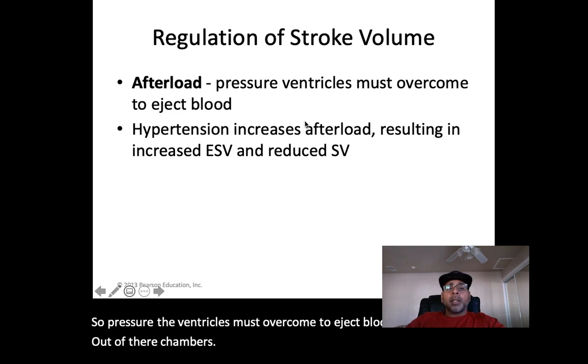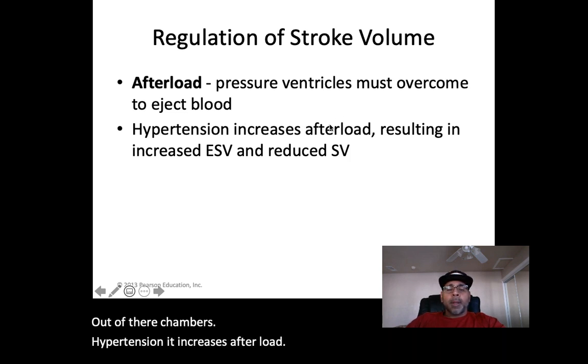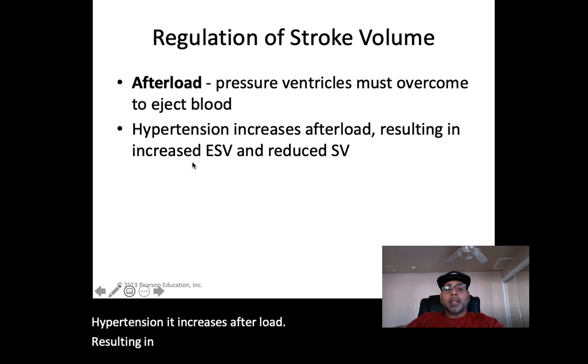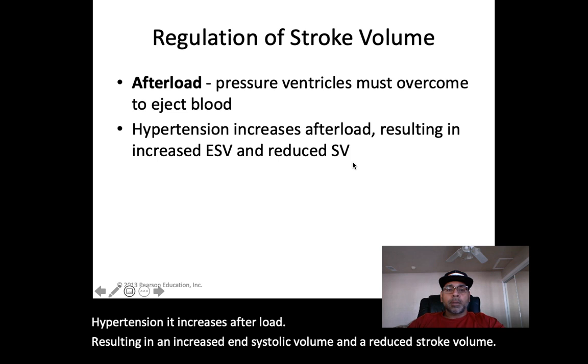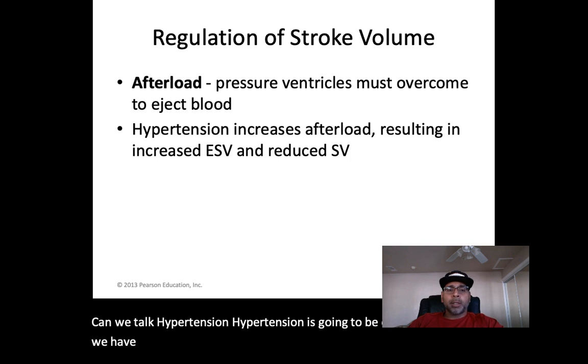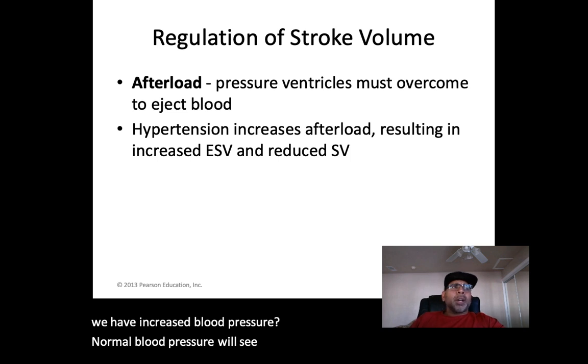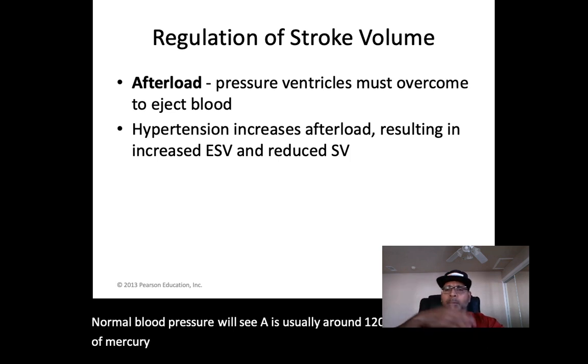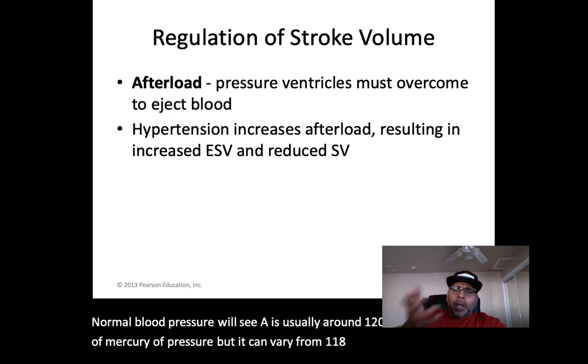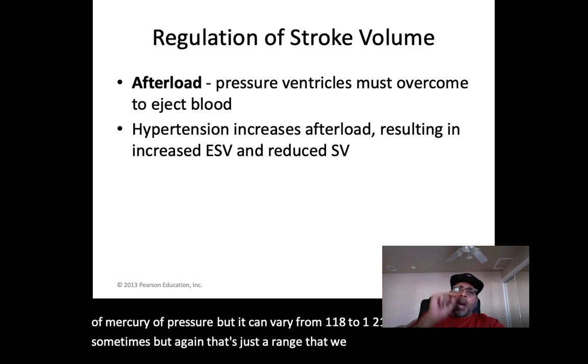Hypertension increases afterload, resulting in an increased end systolic volume and a reduced stroke volume. When we talk hypertension, it's a condition where we have increased blood pressure. Normal blood pressure we'll see is usually around 120 over 80 millimeters of mercury, but it can vary from 118 to 120, 122 sometimes. But again, that's just a range that we use. However, your normal is going to be what your normal usually is.